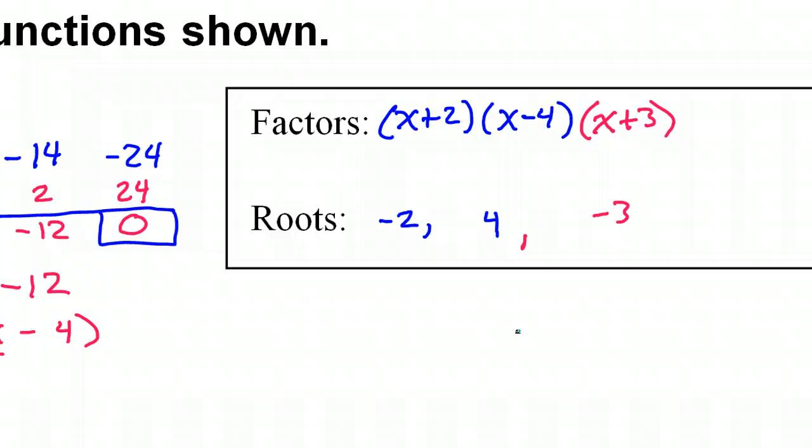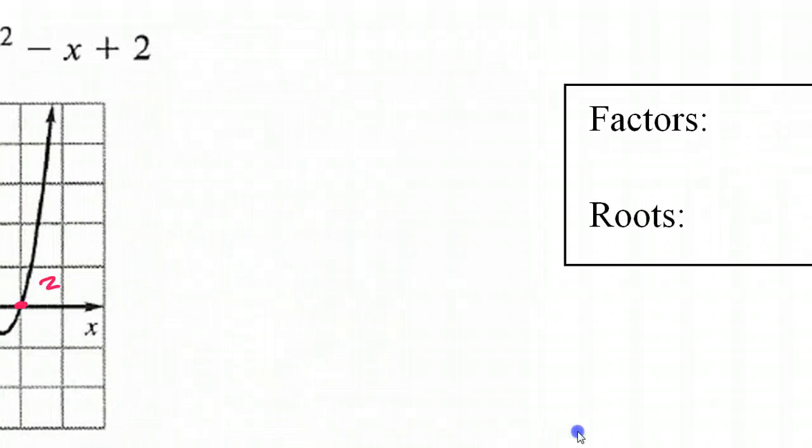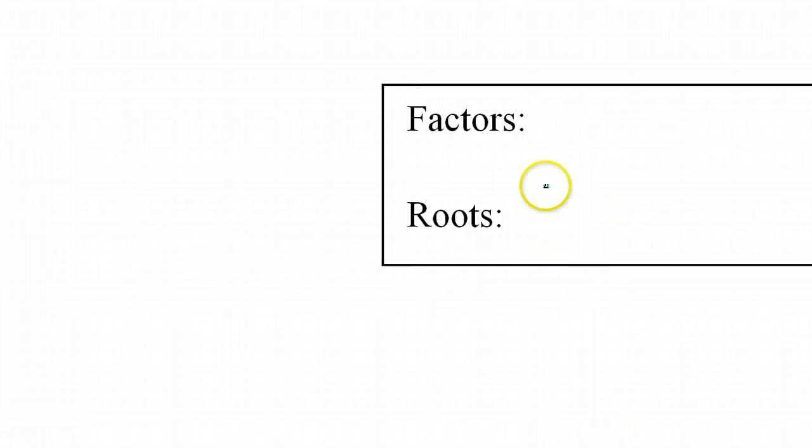Okay, let's look at the next one. Same type of deal all over again. This time they are counting by 1's, thank you. And this is going to be a little extra easy because all 3 zeros are visible right on the graph. We've got a negative 1, and we've got a positive 1, and we've got a 2. Those are the zeros. So just write them down.